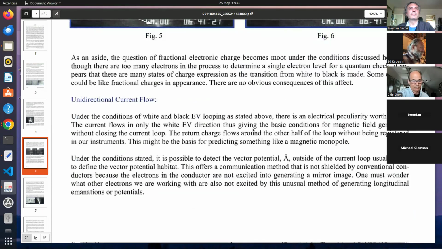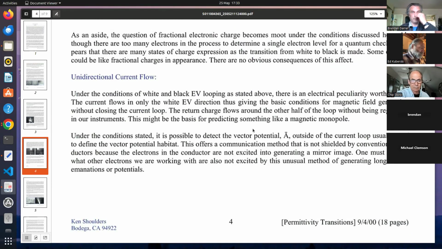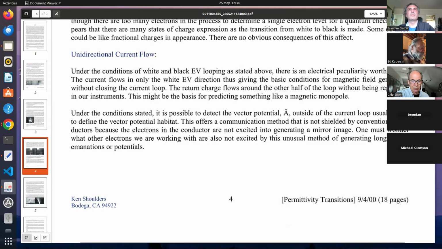As an aside, the question of fractional electronic charge becomes moot under the conditions discussed here. Although there are too many electrons in the process to determine the single electron level for quantum check, it appears that there are many states of charge expressed as the transition from white to black is made. Some of these can be fractional charges in appearance. There are no obvious consequences of this artifact. And when he says many states of charge expressed in the transition from white to black, I would say that these are gray states, essentially.